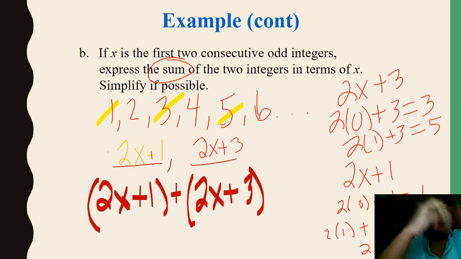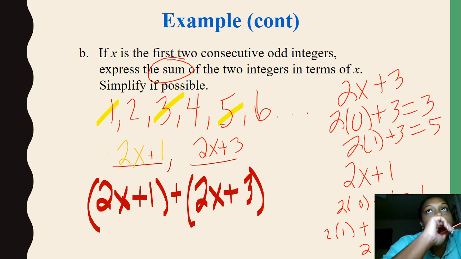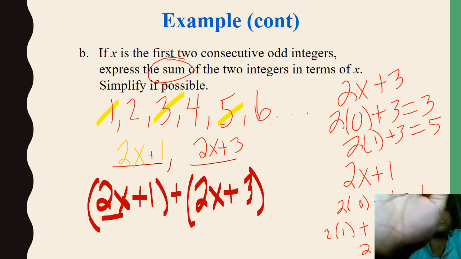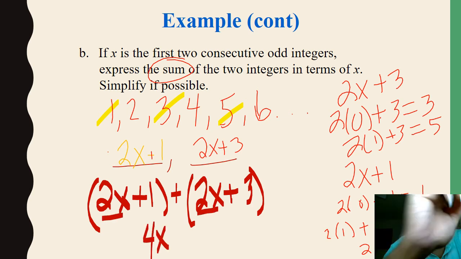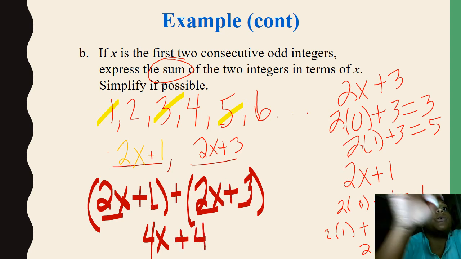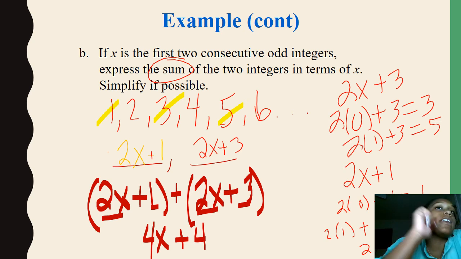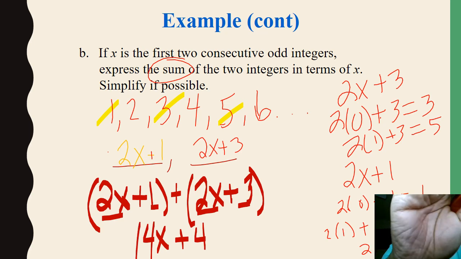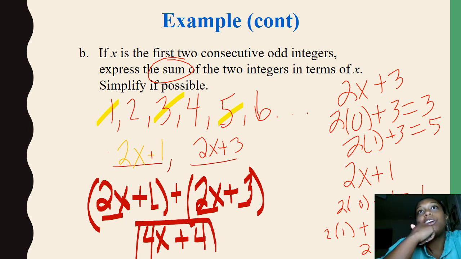And I'm asking myself, what is their sum? So now I'm going to combine like terms. 2x plus 2x is going to make 4x, and 1 plus 3 is going to make 4. So what this rule is saying is that if I want to find the sum of 2 consecutive odd integers, I would just plug the values of x into this expression, and it should work.